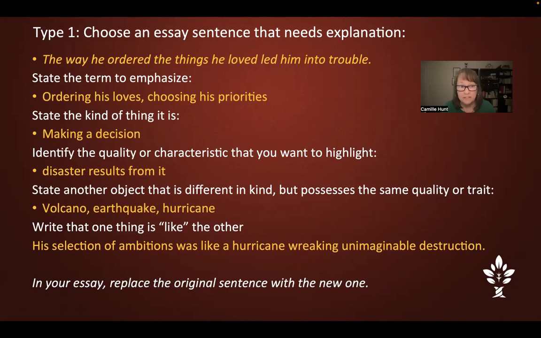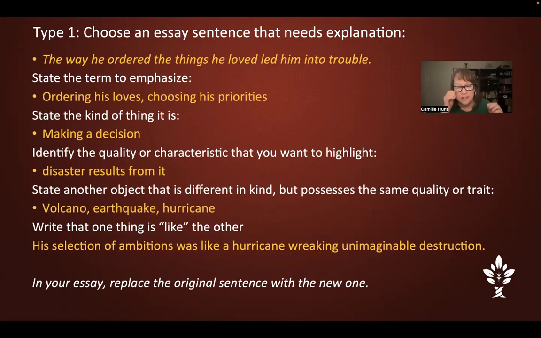That's what we want to highlight. Let him into trouble. So let's state another object that's different in kind, something that's not making a decision, a different kind of thing, but possesses the same quality or trait as another kind of thing that leads to disaster. A volcano, an earthquake, a hurricane.